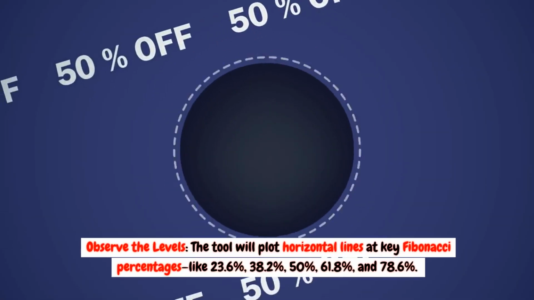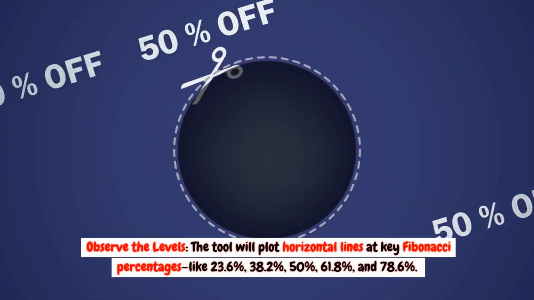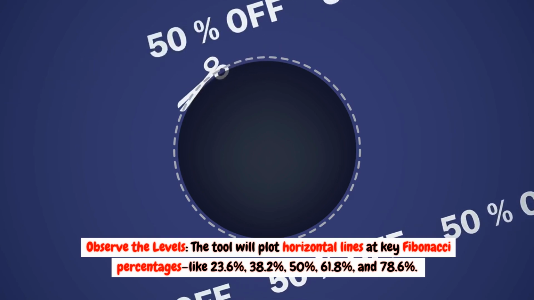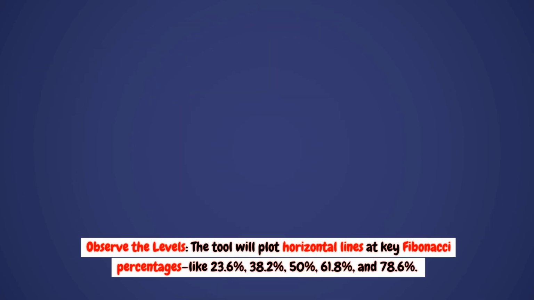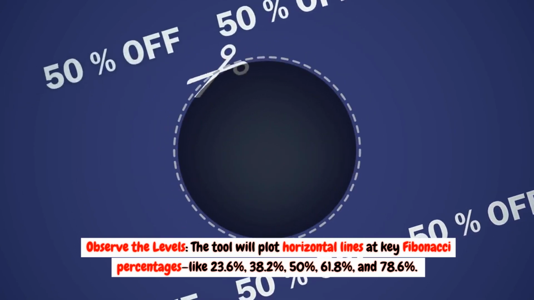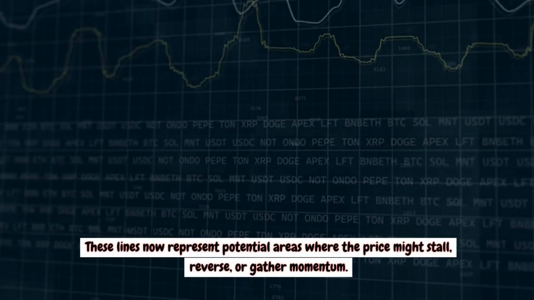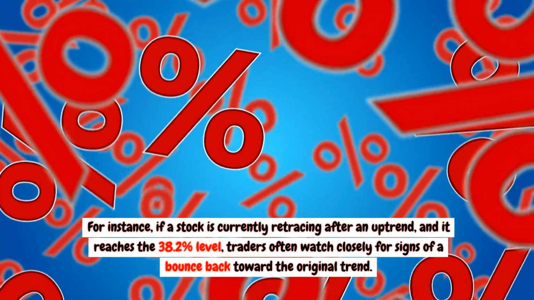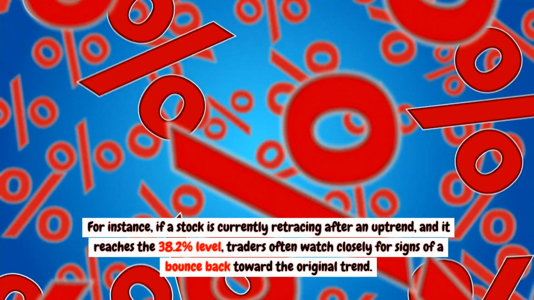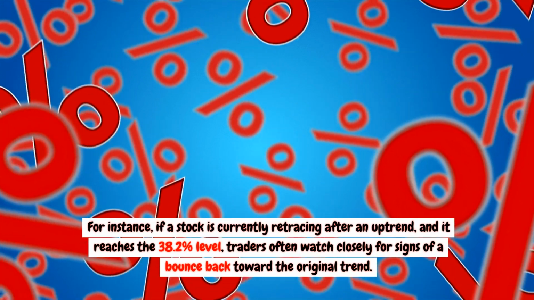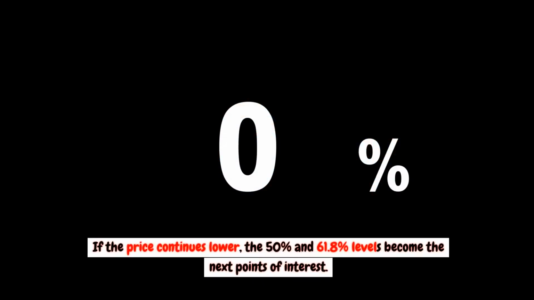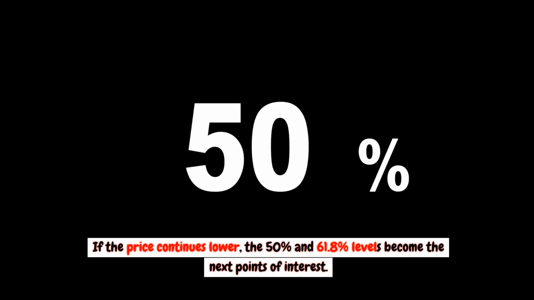Observe the levels. The tool will plot horizontal lines at key Fibonacci percentages, like 23.6%, 38.2%, 50%, 61.8%, and 78.6%. These lines now represent potential areas where the price might stall, reverse, or gather momentum. For instance, if a stock is currently retracing after an uptrend, and it reaches the 38.2% level, traders often watch closely for signs of a bounce back toward the original trend. If the price continues lower, the 50% and 61.8% levels become the next points of interest.